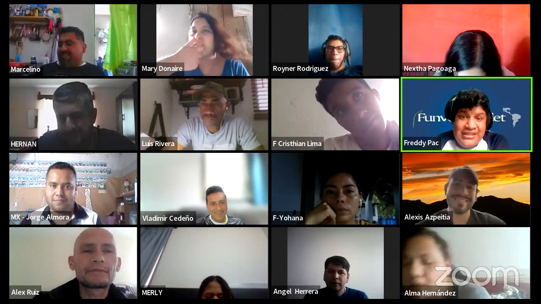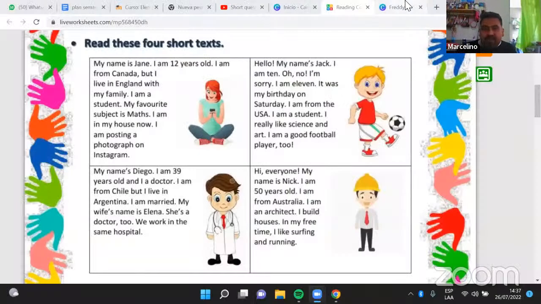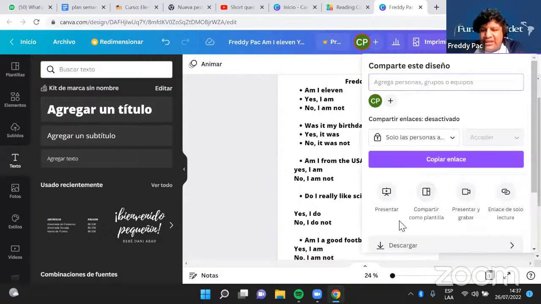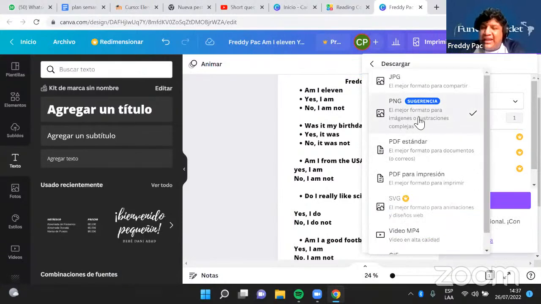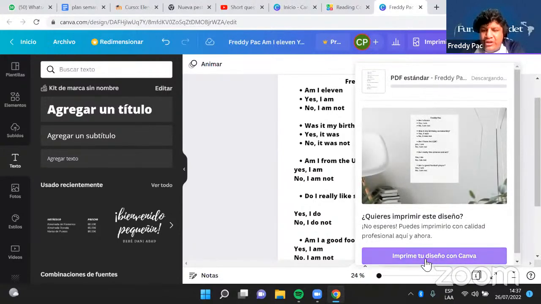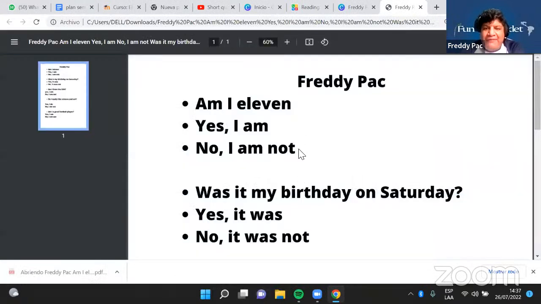Oh, and I forgot something. For these guys, at the end, you have to send me the picture. So when you finish your test, guys, you press descargar and you download the information in PDF. If I press descargar, look, I have my PDF, and look, I have my test already.